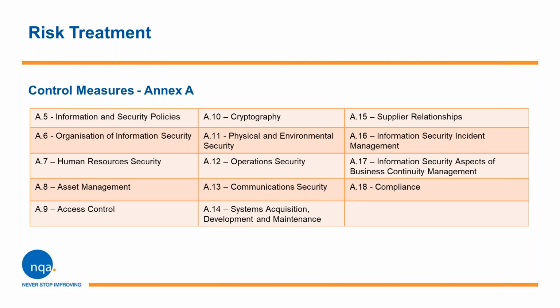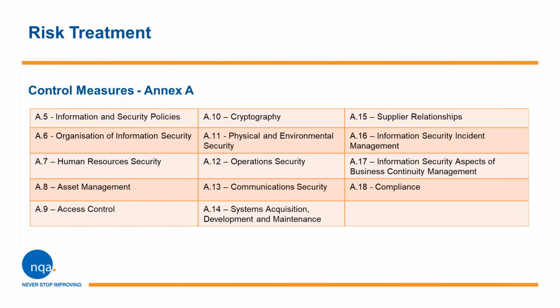A.12, operations security, has lots of controls related to management of IT production, change management, capacity management, malware, backup, logging, monitoring, installation, vulnerabilities, etc., etc. And communications security at A.13, controls related to network security, segregation, network services, transfer of information, messaging, etc. A.14, system acquisition, development and maintenance. Controls define security requirements and security in development and support processes.